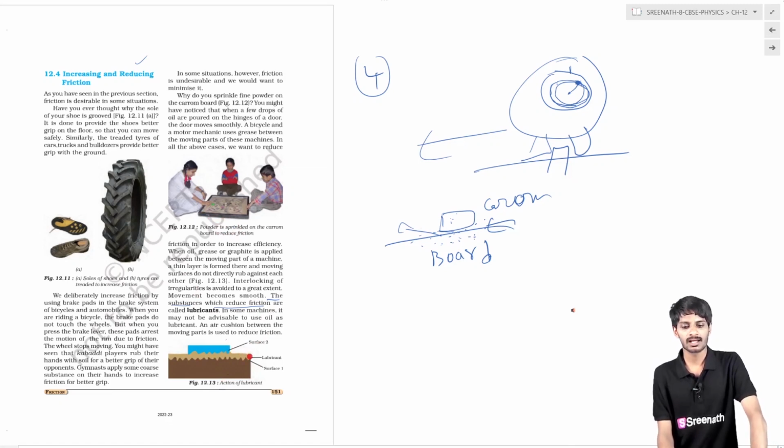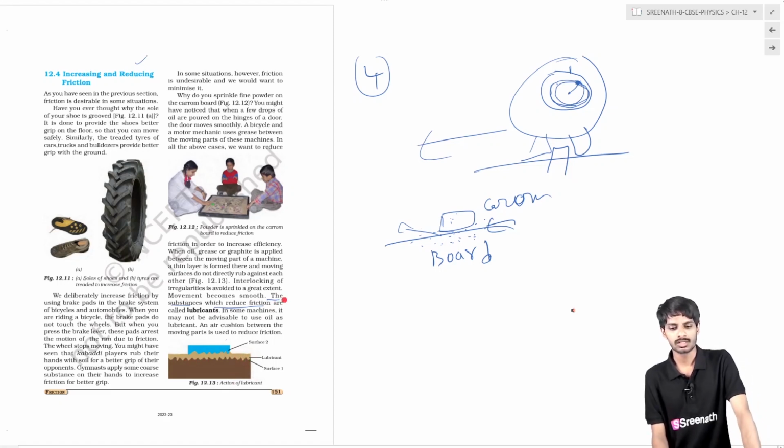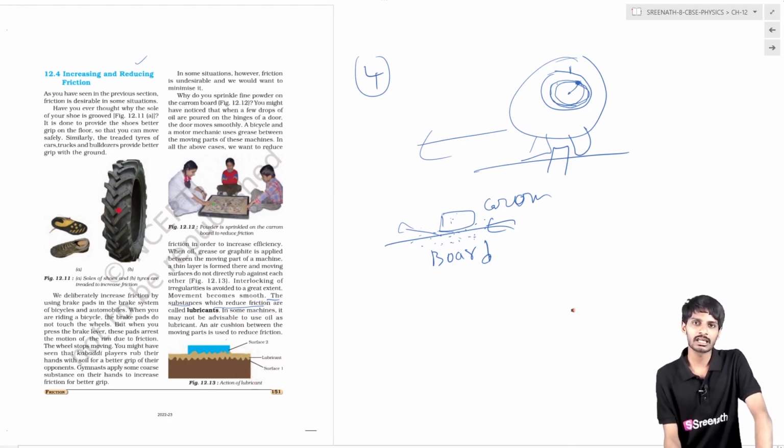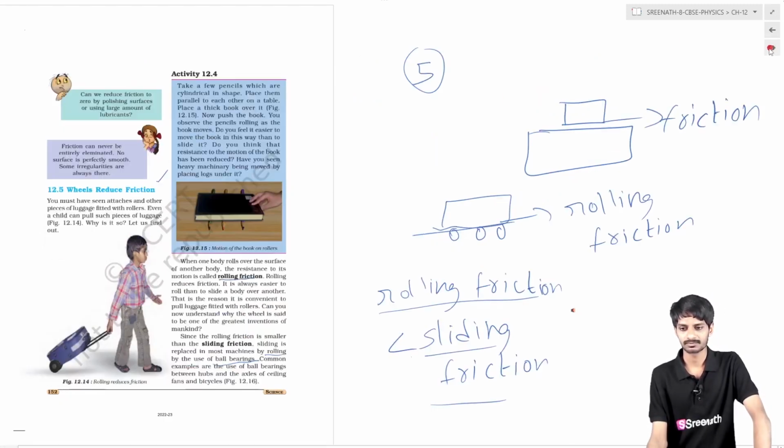Suppose we apply a lubricant here. What will this lubricant do? It will reduce the irregularity. So the substances which reduce friction are called lubricants. Lubricants are nothing but substances which reduce friction. So by the use of lubricants, we can decrease the friction, and by increasing the irregularities, we can increase the friction.